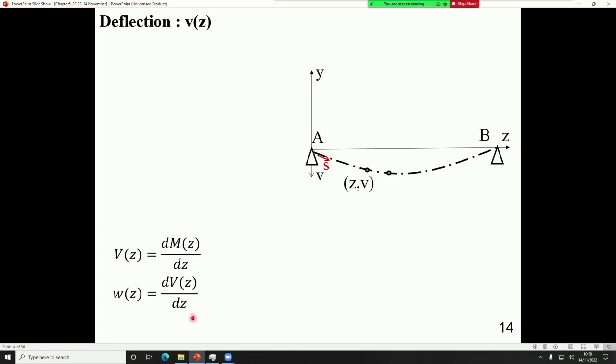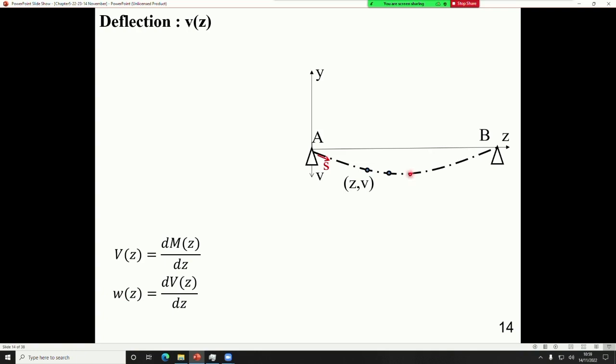I showed you, if we have a function showing the distribution of the shear force along the beam, then the slope of that function at any point along the beam is equal to the intensity of the force applied in that location. And then by integrating these two equations, I showed you that the change in bending moment between 2 points along the beam is equal to the area under the curve showing the shear force distribution. And also, by integrating this equation, the change in shear force between 2 points is equal to the area under the curve showing the distributed load. So we already had these two equations.